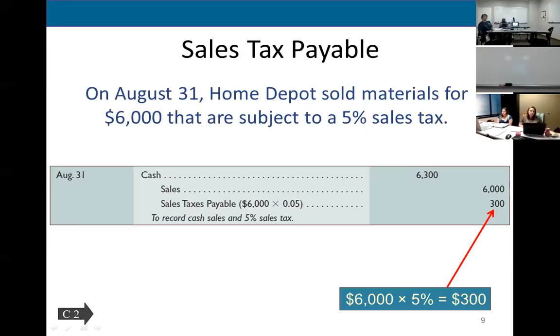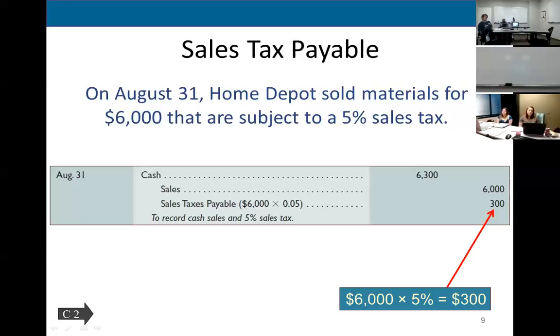So if we are the retailer, that's the amount of cash that we would receive, or that's the amount that our cash asset would be increased, $6,300. Now, what are we crediting? Sales and sales tax payable.